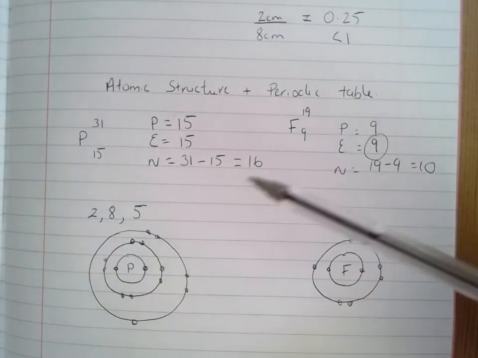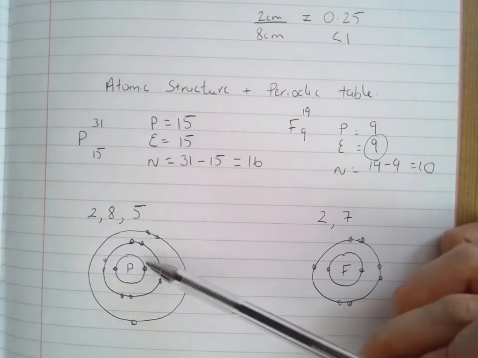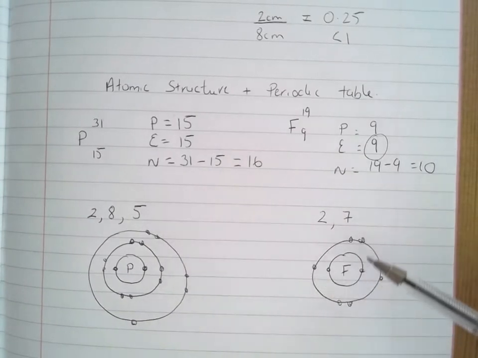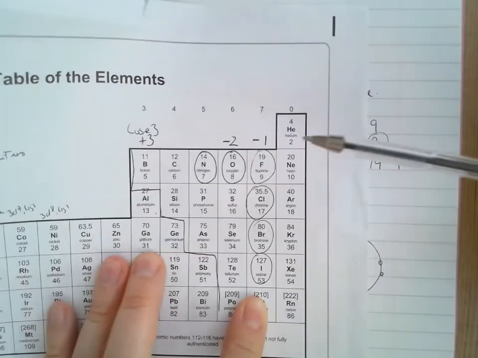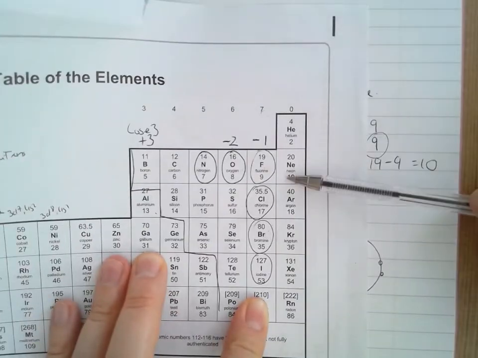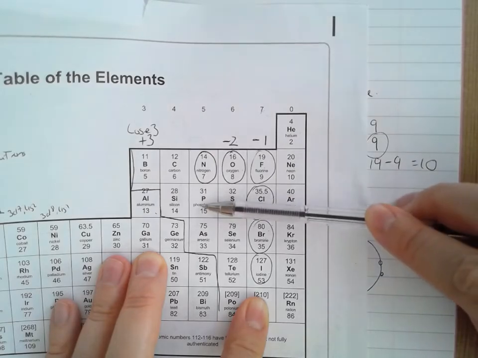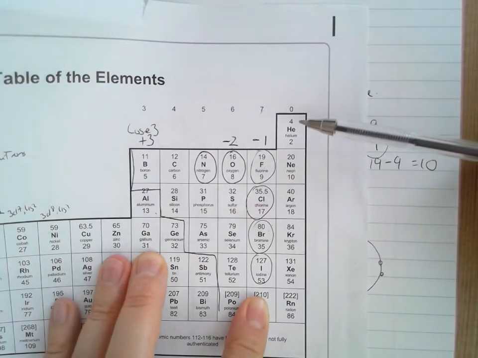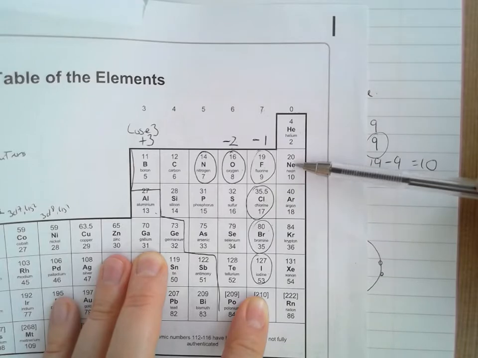The other thing I can see is that phosphorus has got 3 electron shells, whereas fluorine only has 2. If I go back to my periodic table, I will see that phosphorus is in 1, 2, 3. Phosphorus is in period 3, whereas fluorine is in period 2. So the period number tells you how many electron shells they have.